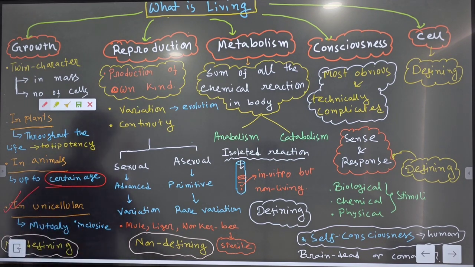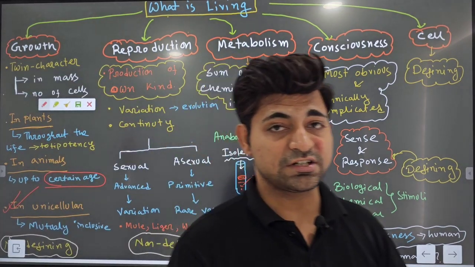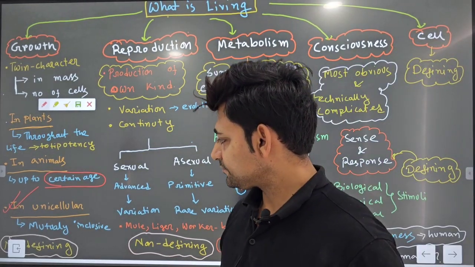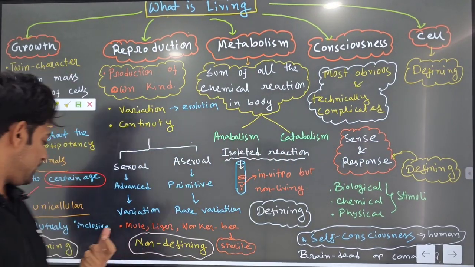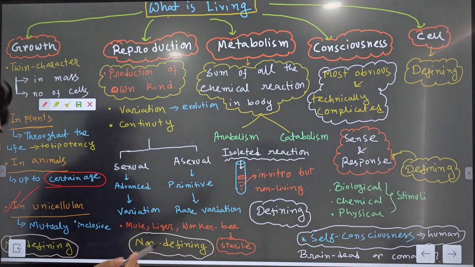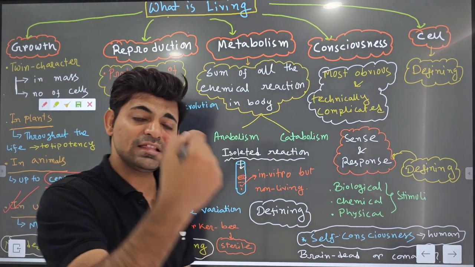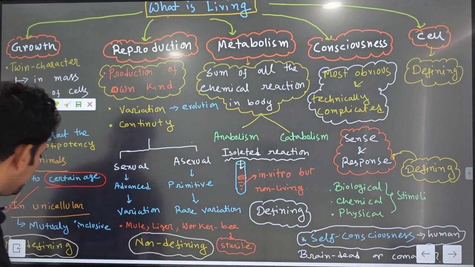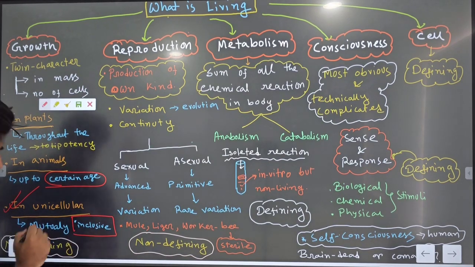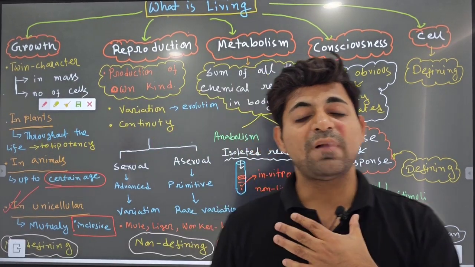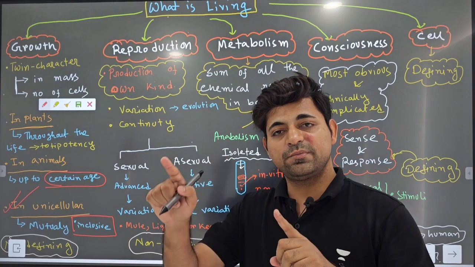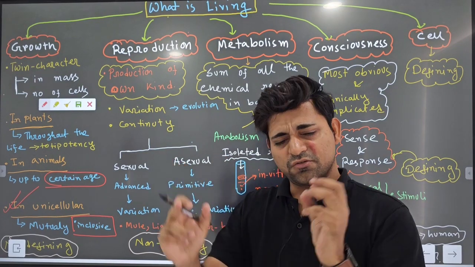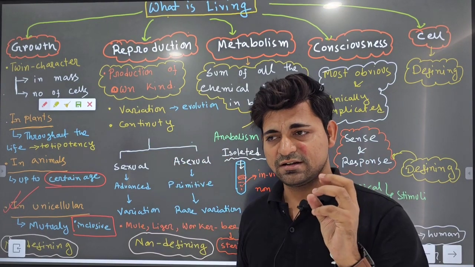Now what about unicellular organisms? Now it's very special. For unicellular organisms, growth, reproduction and cell division are mutually inclusive. But for multicellular organisms, for us, growth and reproduction are mutually exclusive. Growth is different, reproduction is different.